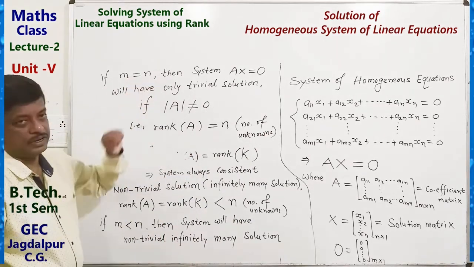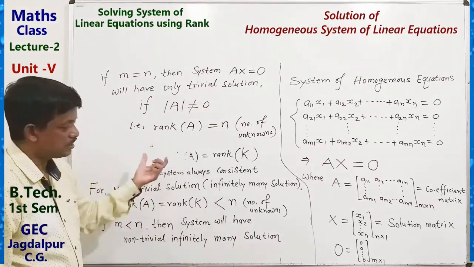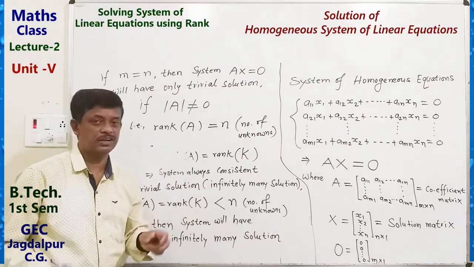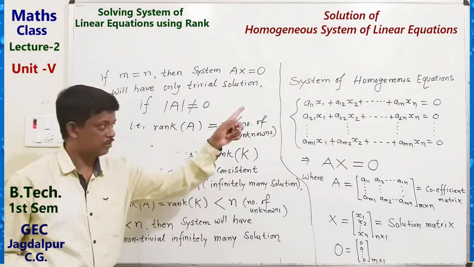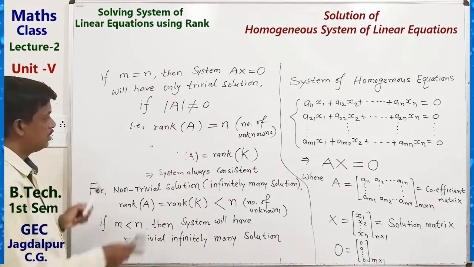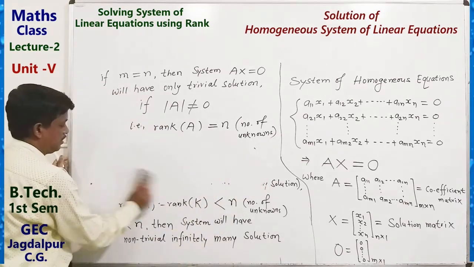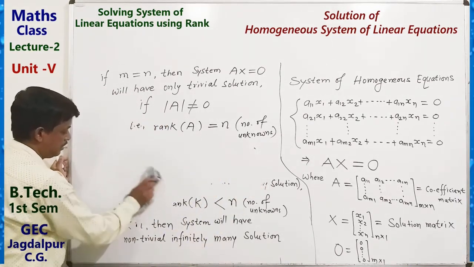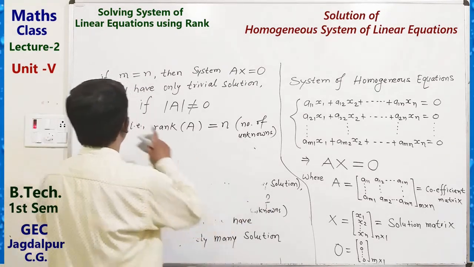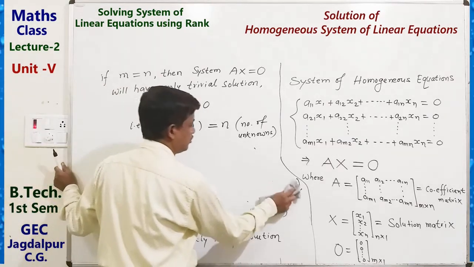If m equals n, the number of equations and the number of unknowns are equal, then the matrix will be a square matrix, so we can find the determinant. If the determinant is not 0, then the rank is equal to n, the number of unknowns; m and n are both equal. Okay, only the trivial solution we will get. Trivial solution means zero solution.